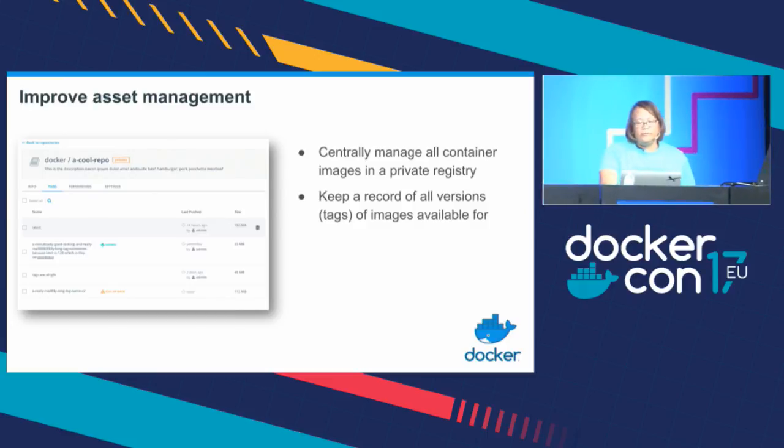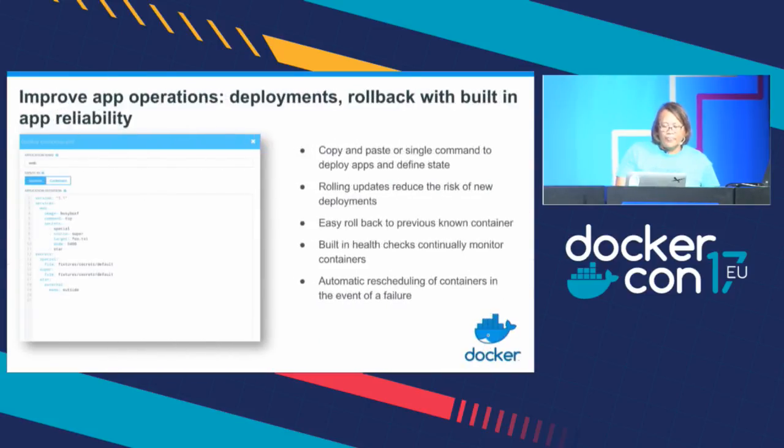And finally, moving to Docker EE will improve your asset management. You can centrally manage all your containers in a private registry, or put them in a public registry, and keep a record of all the versions by tagging all the images that are available. So what does this do? It improves your app operations. All your deployments and rollbacks are built in with application reliability. You're able to do rolling updates to reduce the risk of new deployments. You have built-in health checks. You can reschedule containers when they fail. And you can copy and paste a single command to deploy apps and define the state of the application.